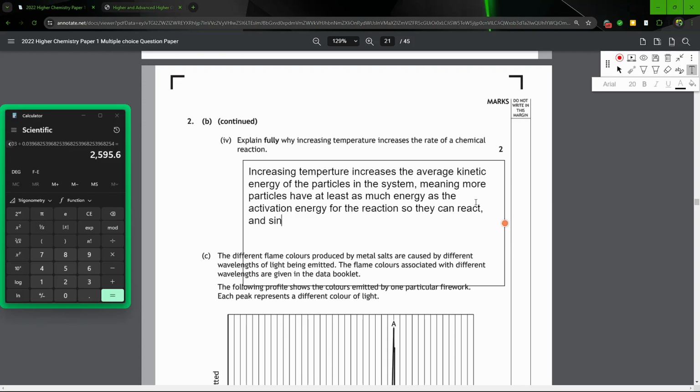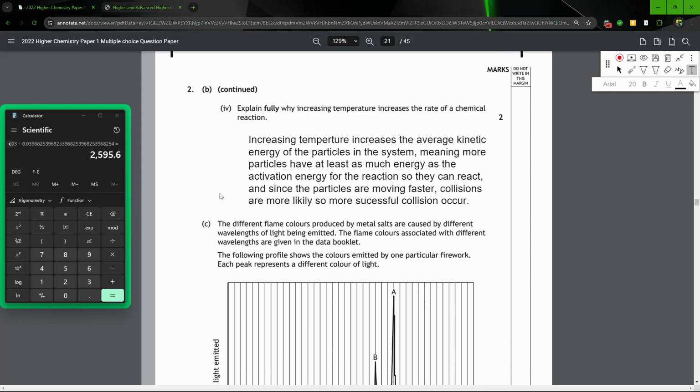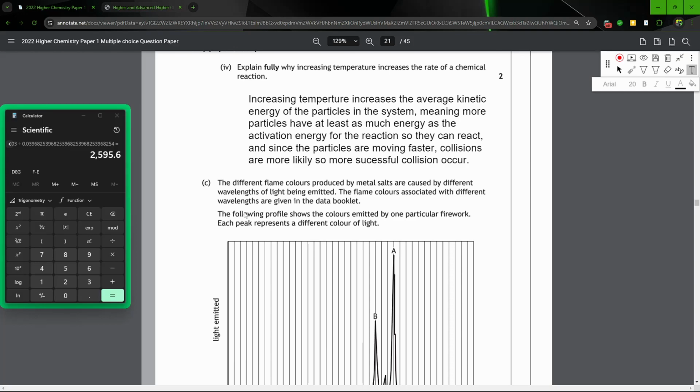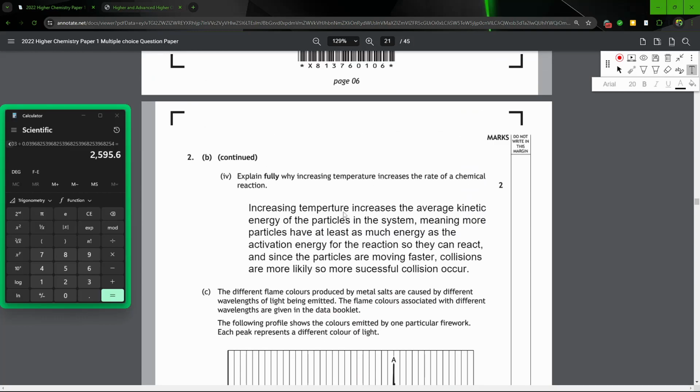and since the particles are moving faster, collisions are more likely. So more successful collisions occur, where successful is when the particles actually combine. Boom. And I guess they also want to talk about... You could also mention the activated complex, but it's probably long enough as is.